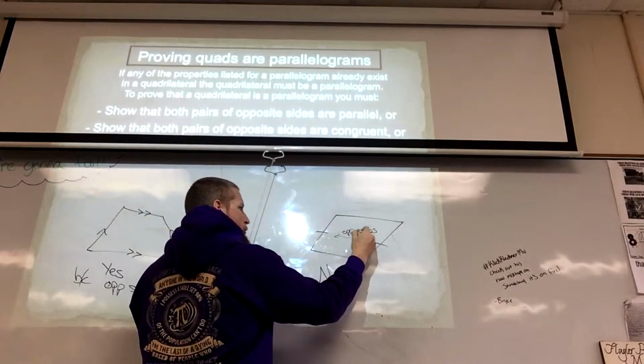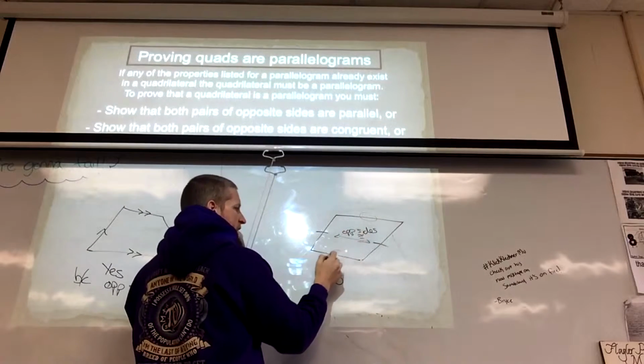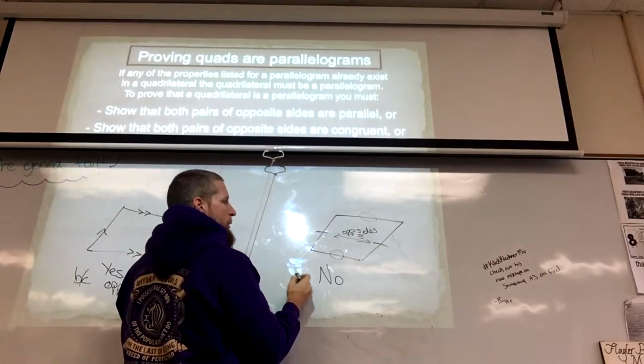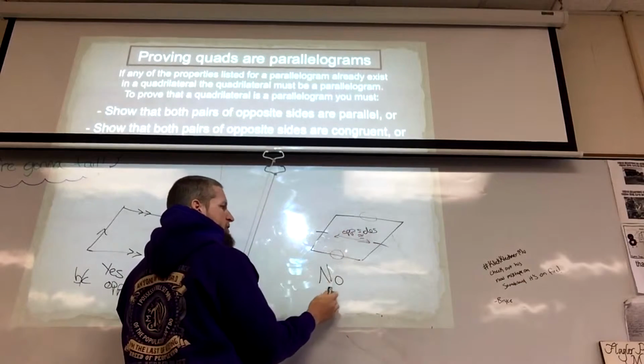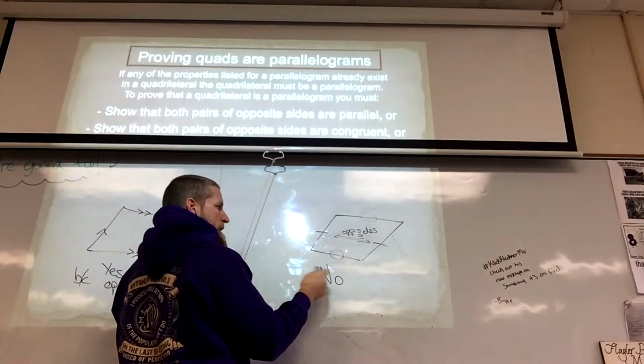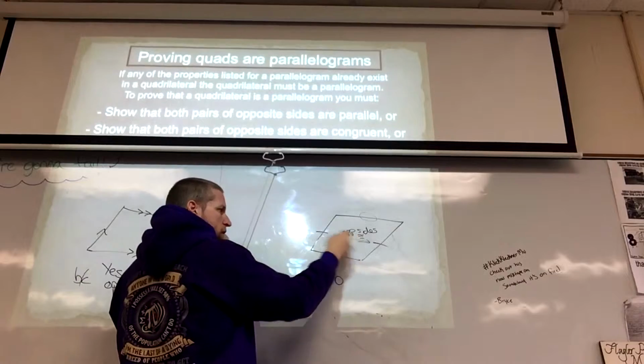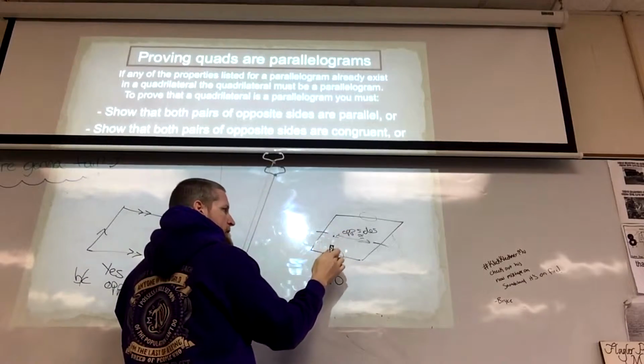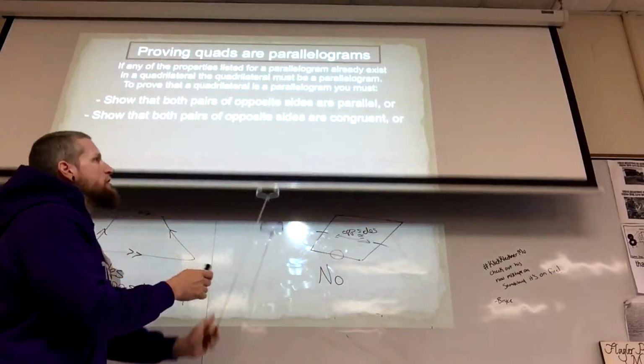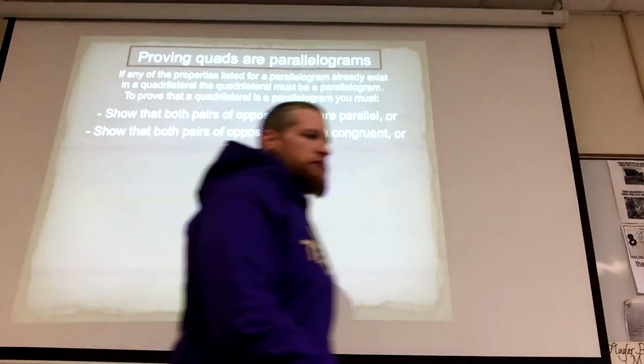opposite sides that are congruent, but I know nothing about this side or this side. So I need to know that both pairs of opposite sides are congruent to utilize it. Don't just match it up with one property, one pair thing. So when you write this out, make sure that you have both pairs stressed on there.